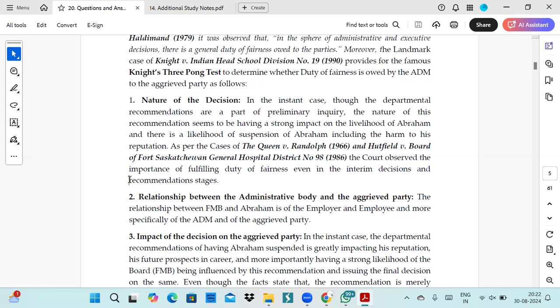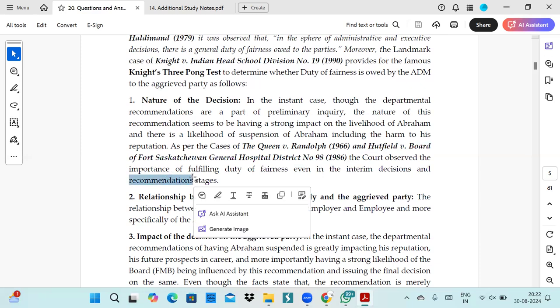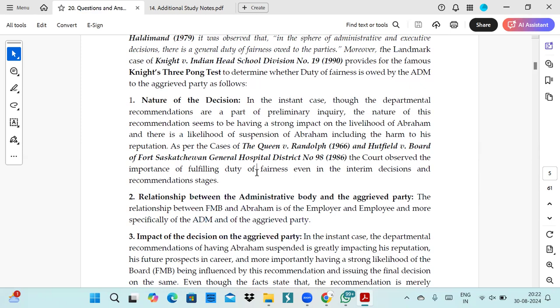you can search for recommendations, departmental recommendations like that. If you do a word search, you will get the actual paragraph which speaks about this particular duty of fairness being covered under interim decisions as well. And departmental recommendation is one of the interim decisions. No, it is not the final decision. Like that you can write.